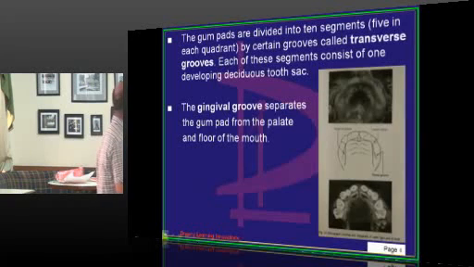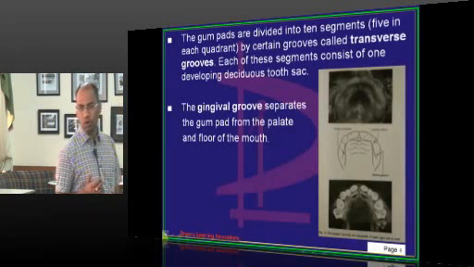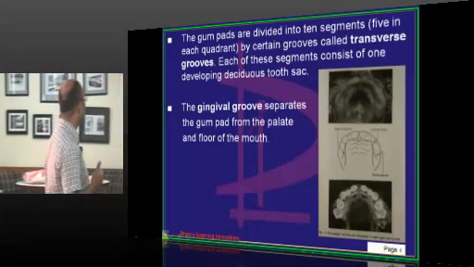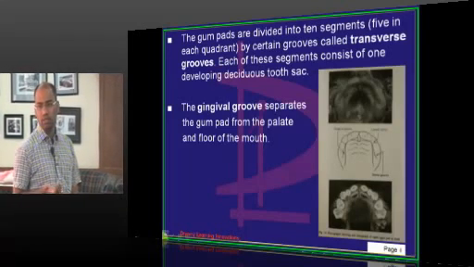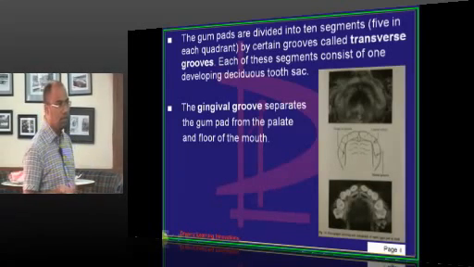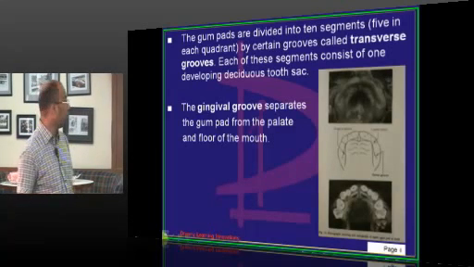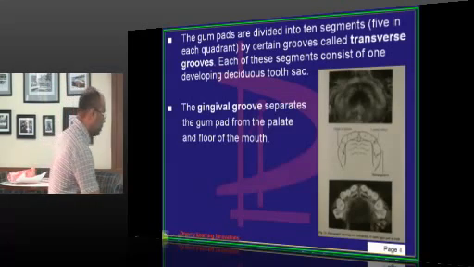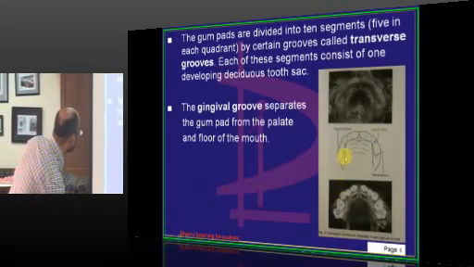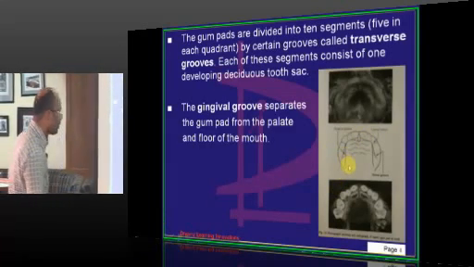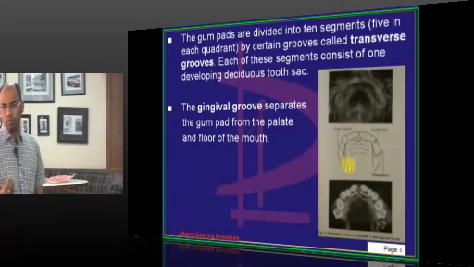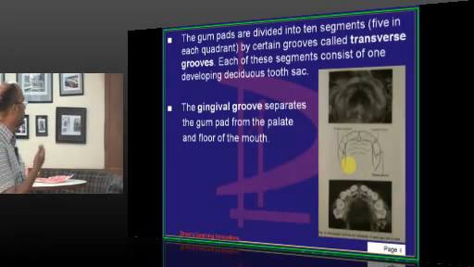So the gum pads are divided into 10 segments by grooves called transverse grooves, and each of these segments consists of one deciduous tooth sac or tooth bud, which gives rise to 10 deciduous teeth in the upper and the lower. And this is the gingival groove, and this separates the gum pad from the palate in the upper and the floor of the mouth in the lower.